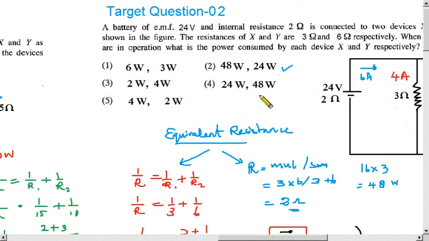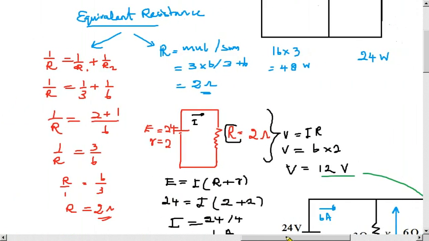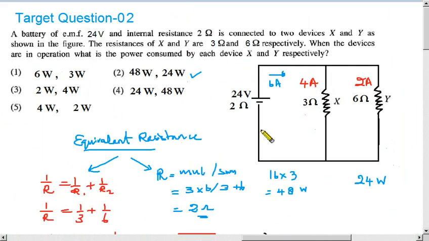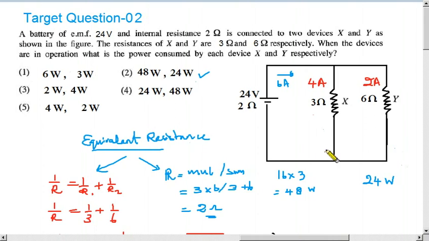Here 48 and 24. So children, I think this time you must have solved the problem successfully. If so, you are genius. But if you made a mistake, or if you watched my video, then you have to follow the previous exercises again. So let us now go to the target question 3.